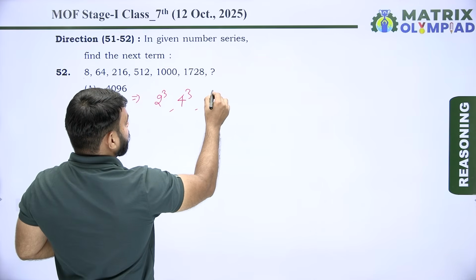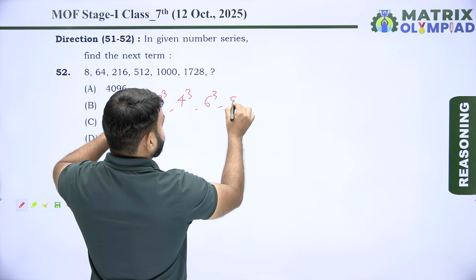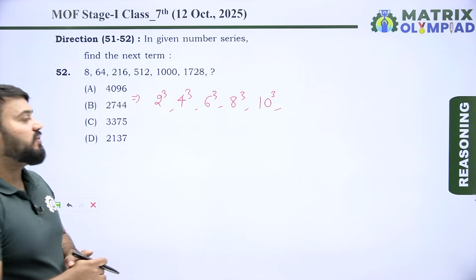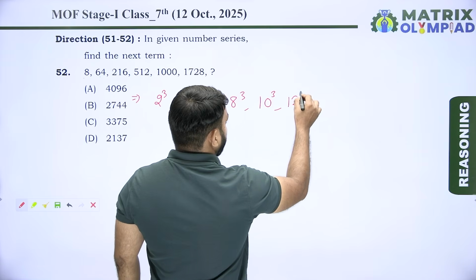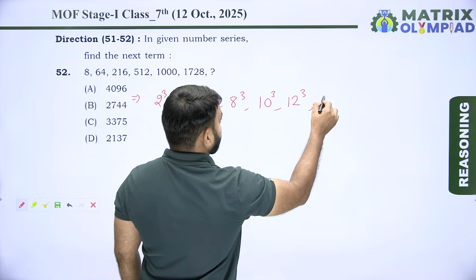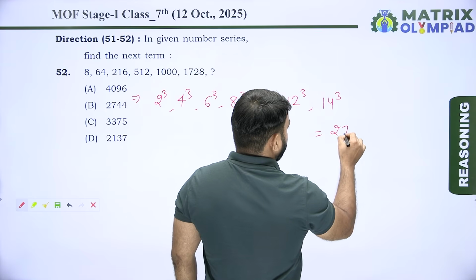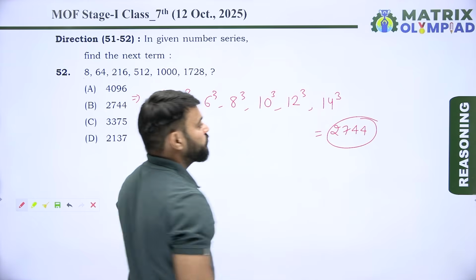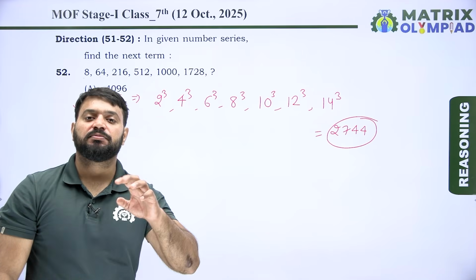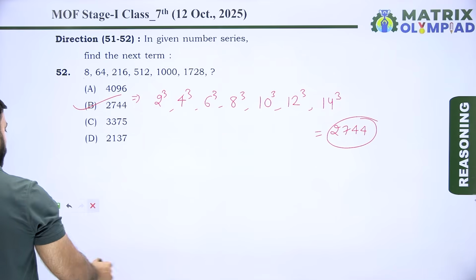216, it means 6 cube. 512, it means 8 cube. 1000, it means 10 cube. And 1728, it means 12 cube. So the pattern is 2 cube, 4 cube, 6 cube, 8 cube, 10 cube, 12 cube. Now similarly 14 cube. 14 cube, it means 2744. So here option B will be the correct answer of this question. So let's move on to the next question.